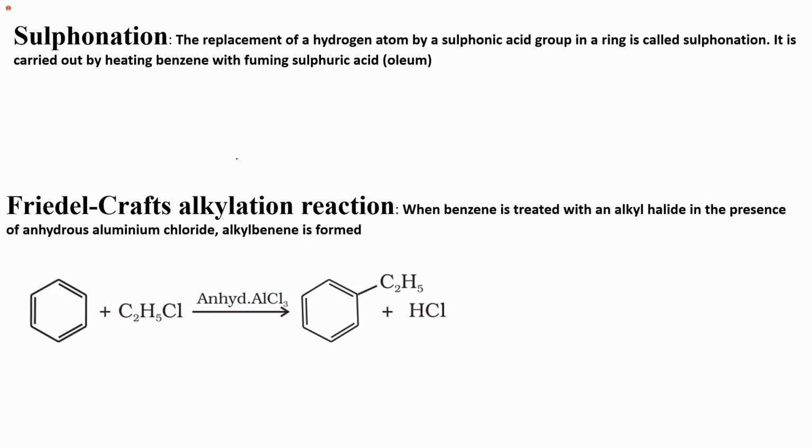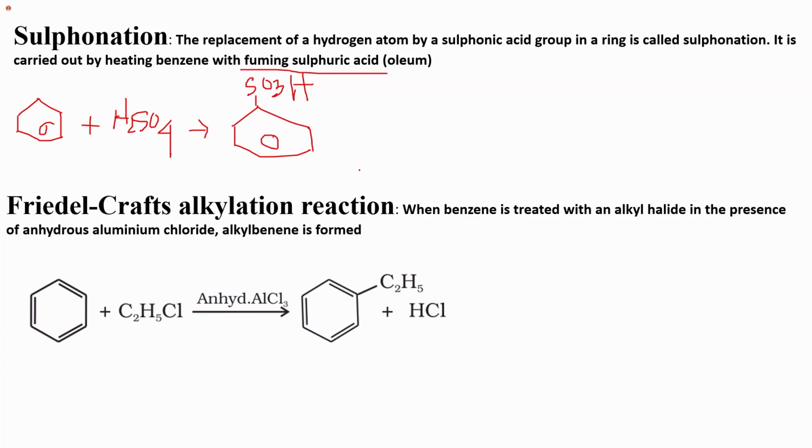Now the sulfonation reaction. If you start from the benzene ring and H2SO4, what will you get? You will get benzene sulfonic acid, benzene-SO3H, by heating benzene with fuming sulfuric acid or oleum. What is oleum? This is a short question: oleum is fuming sulfuric acid.